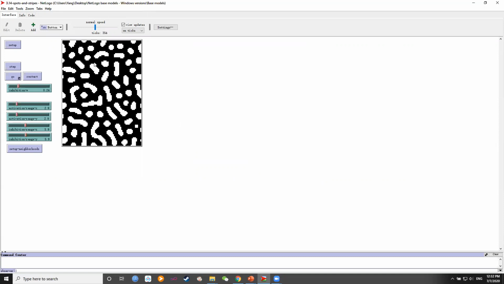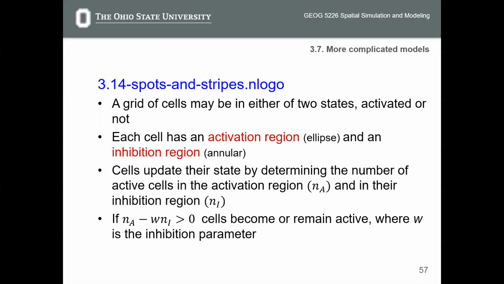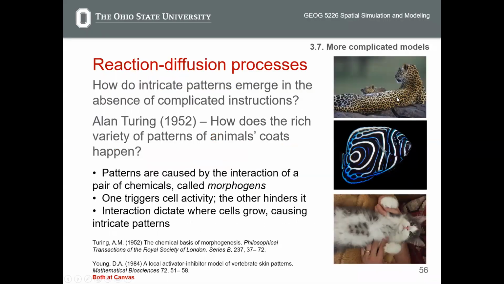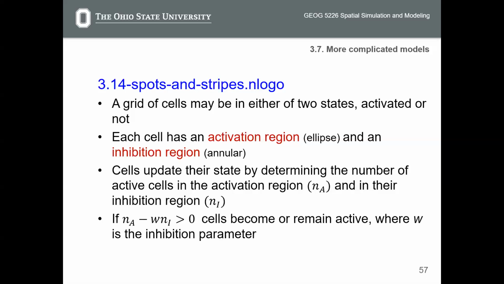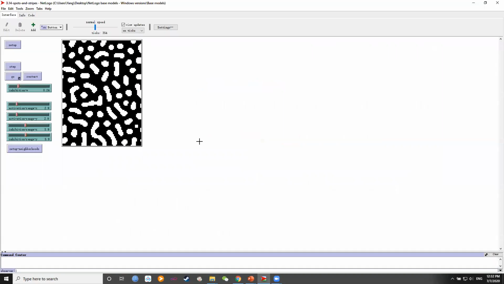Let me stop this. So we have points. We have points with different shapes. Some of them are actually stripes, right? And some of them are just points. If you are looking at this whole space, it's just like the coat, animal coat on this big cat, right? So this is the reaction-diffusion process. It also creates segregation and aggregation, right? You can consider each white area here, each stripe or point, as an aggregation, and they are separated by black areas.